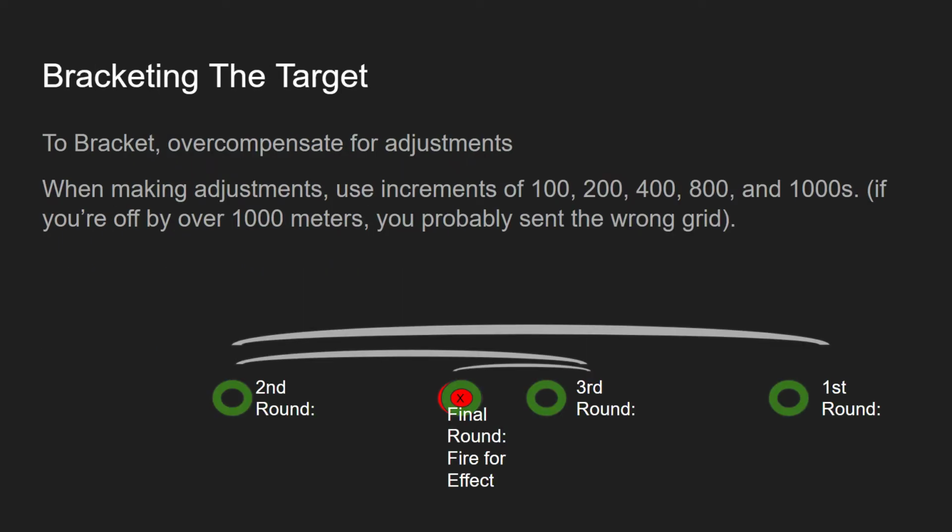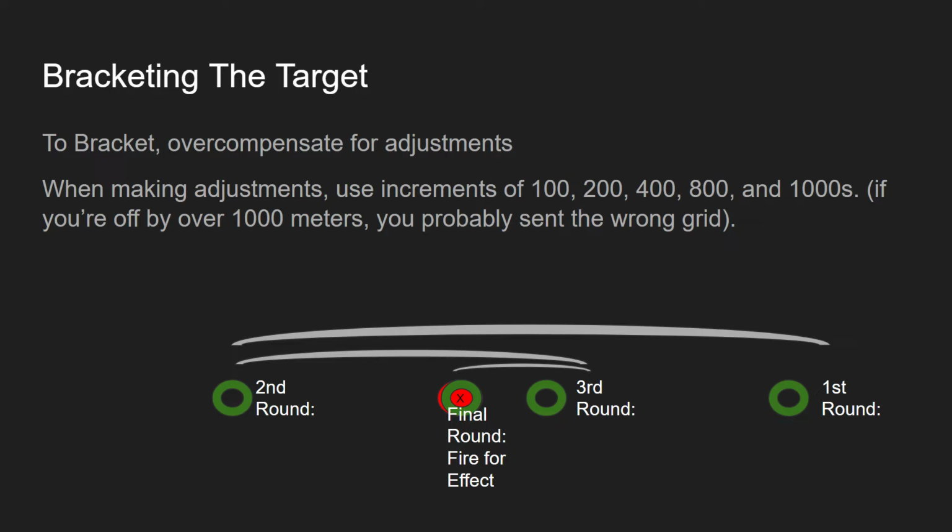When we send our adjustments, we shouldn't try to immediately hit the target, but instead try to bracket the target because there is so much error that could have occurred during this process. To bracket the target, we want to overcompensate for our adjustments. Adjustments should be in increments of 100, 200, 400, 800, and then by the thousands of meters.